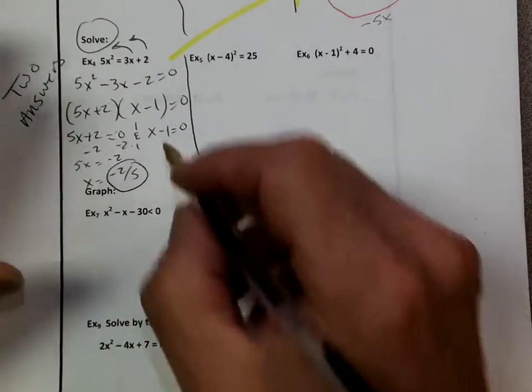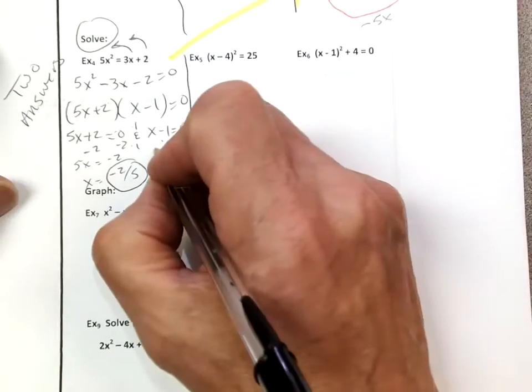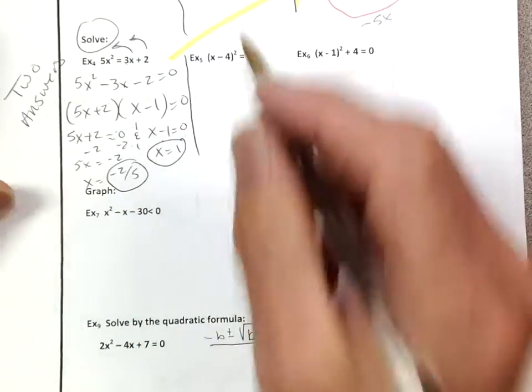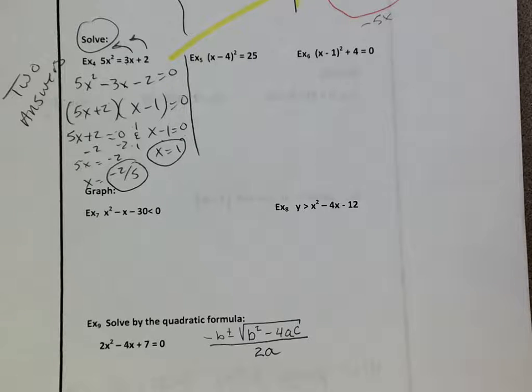That is one. Other one's easy, plus 1 plus 1. We just get x equals 1. That's the second answer. 2 answers. There you go. Okay, example 5.